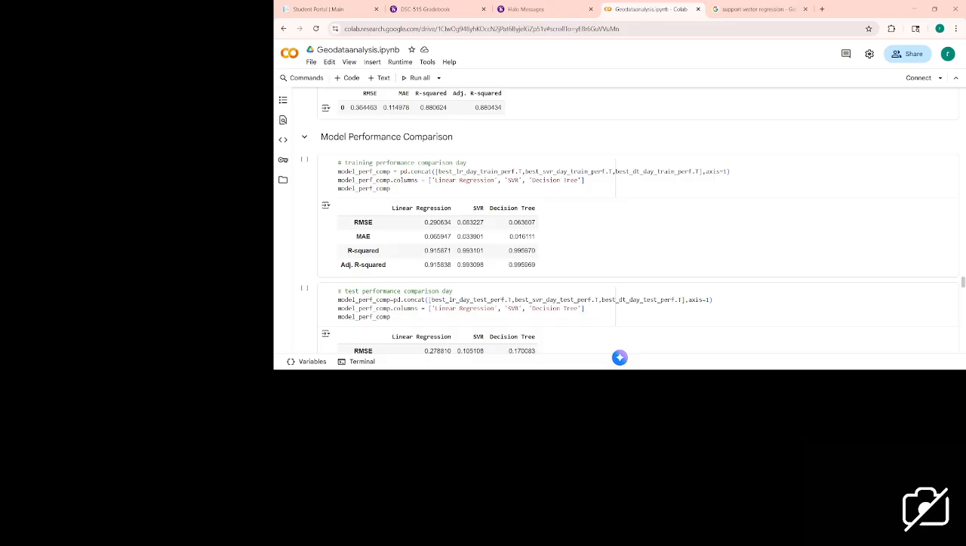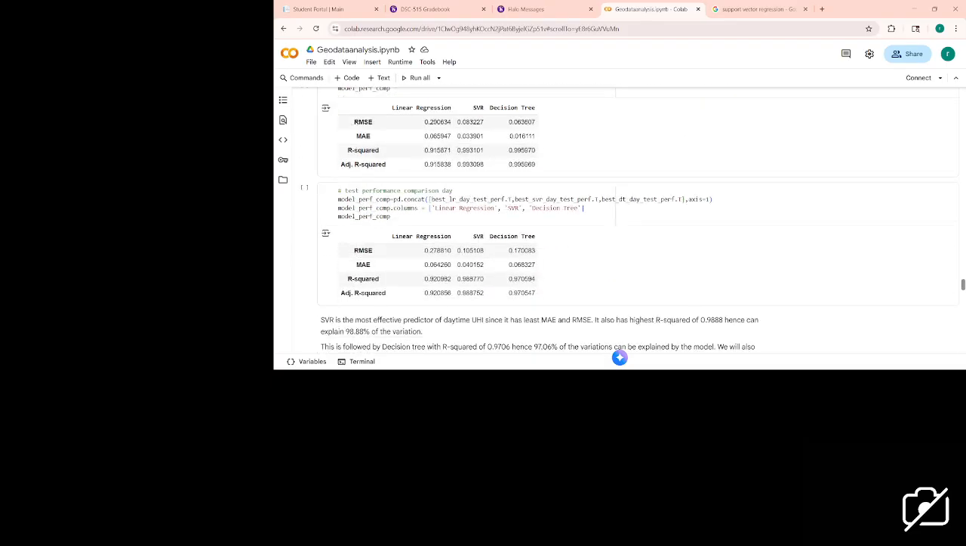For predicting the daytime urban heat balance, we realized that the best performing model was the support vector regressor, since it has the least mean absolute error and the least RMSE, the root mean square error, and it has also the highest R squared of 0.98, implying the model was able to explain 98% of the variations.